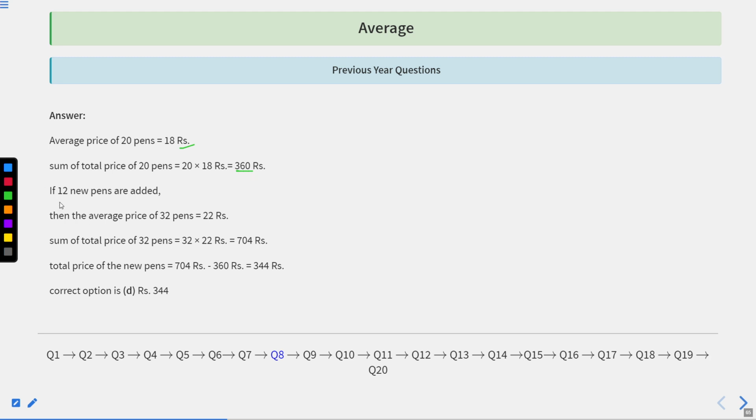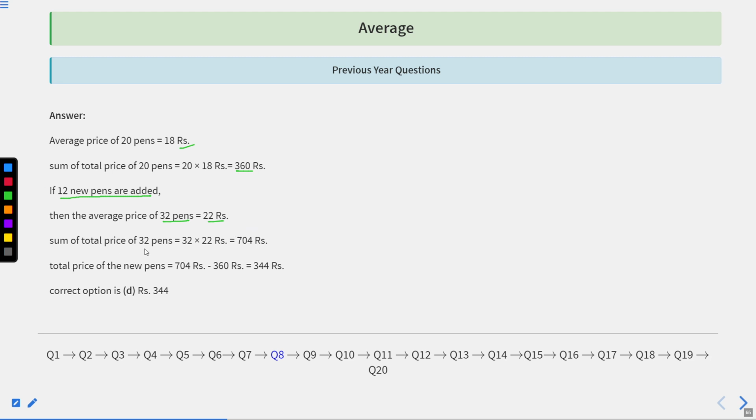Okay, so now I have added 12 new pens. Then the average price of 32 pens is 22. That is also given to us. Correct? Because it said the average price of 32 pens increased by 4. So 18 plus 4 is 22. So the new average of 32 pens will be 22 rupees.